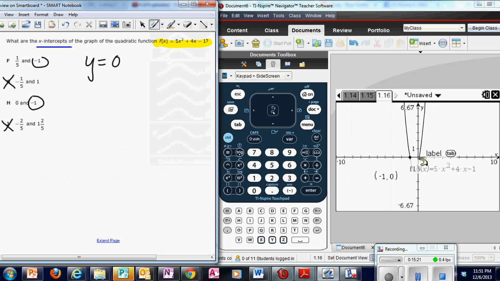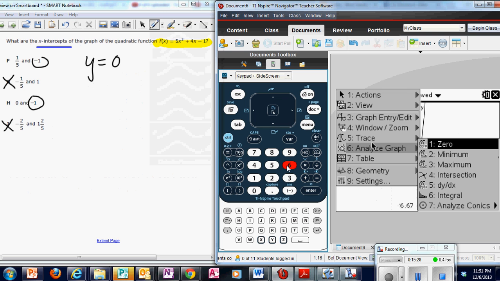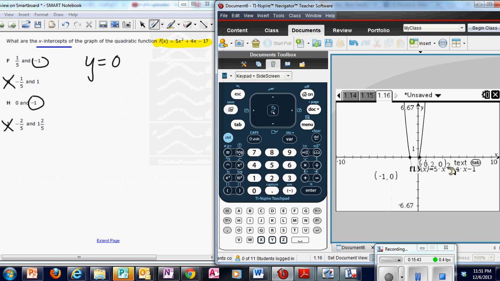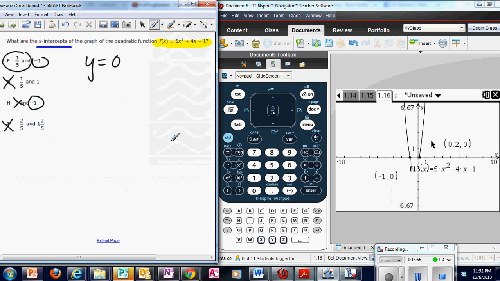So we do the same thing again. Menu, analyze the graph, 0. This time I still want to be to the left of what I think is a 0, but I can't go so far that I'm including the one I already found. So I'm going to go to the right of the one I already found, and then to the left of that. And I have 0.2. 0.2 is definitely not 0. And if you're not sure if 0.2 and 1/5 are equivalent, you go to a calculator and you click 1 divided by 5 with a decimal point, and you'll see that it is.